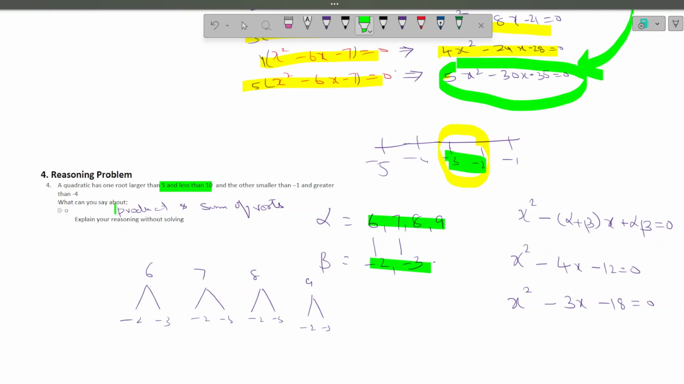Now what we have to write: what can you say about the product and sum of the roots? You see, if I take 6 and minus 2, I get this equation. If I take 6 and minus 3, I get these two equations. So the sum of the roots is always positive. We can say the sum of roots is always positive and the product of roots is always negative, because one root is negative. This is about the reasoning of the problem. This is about higher order thinking.